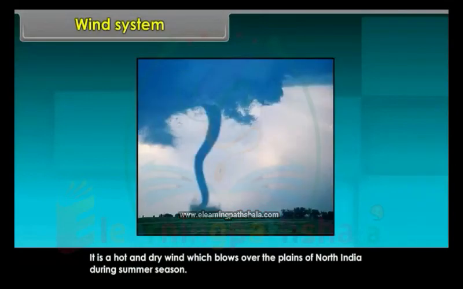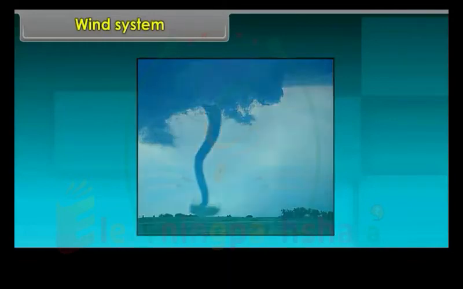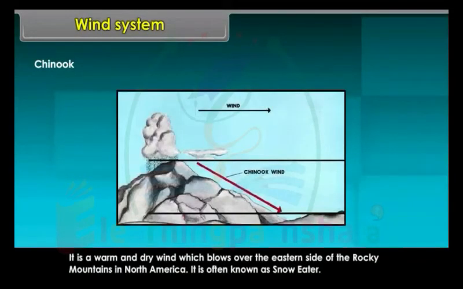Loo. It is a hot and dry wind which blows over the plains of North India during summer season. Chinook. It is a warm and dry wind which blows over the eastern side of the Rocky Mountains in North America. It is often known as snow eater.